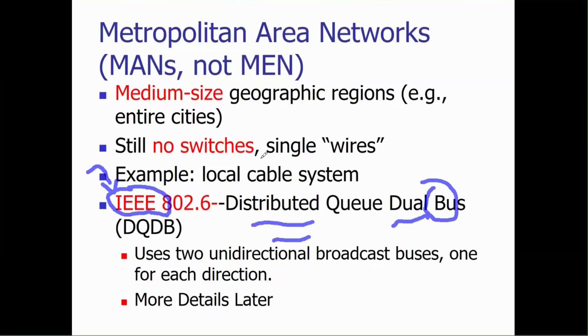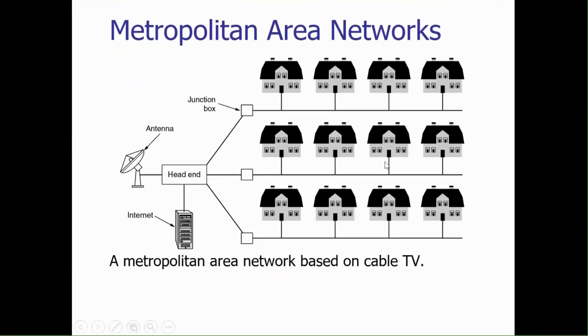So a good example of a MAN is the cable system. If you're getting TV cable to your house from a source in Dubai or a source in Abu Dhabi and so on, this will typically be a MAN, a metropolitan network, connected to all the houses. Very interesting. Let me show you a picture. This is a good picture.